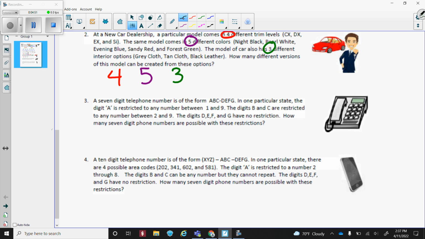And according to the fundamental counting principle, or just the counting principle, we're going to take all of these and multiply them together. 4 times 5 is 20, times 3 gives us 60 different versions of this model. So with the 4, the 5, and the 3, we get 60 different options.